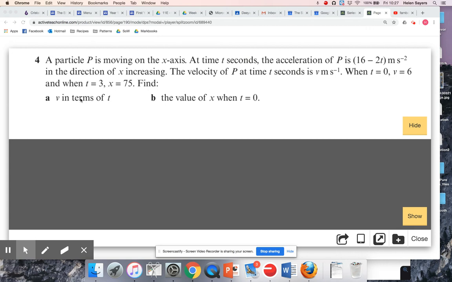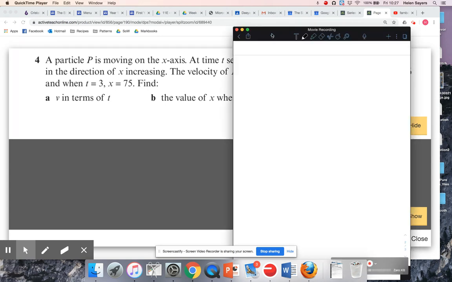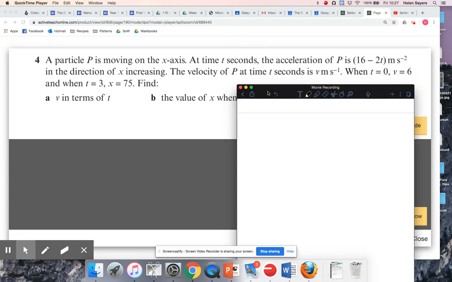And the first thing I'm asked to do is to find v. So if I'm given acceleration, to find velocity, I need to integrate. Okay, so let's go on with that. So question 4a. So I'm trying to find velocity. So that is going to be the integral of the acceleration. Okay, so that's going to be straightforward.